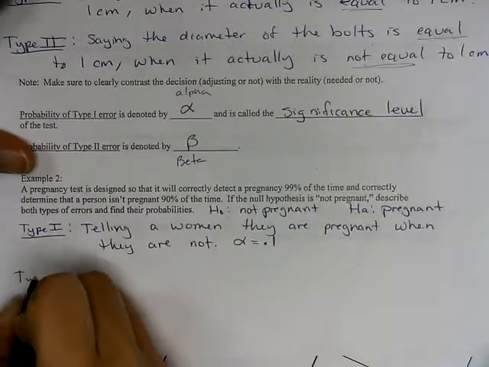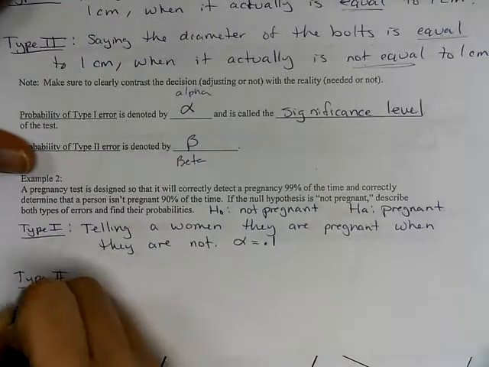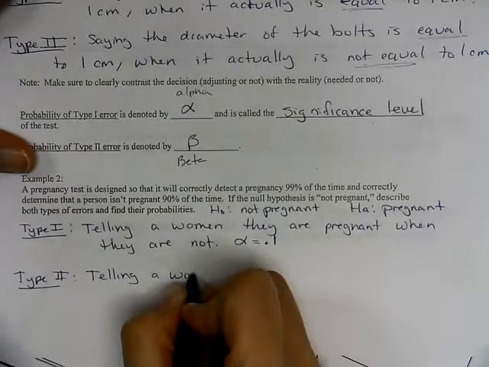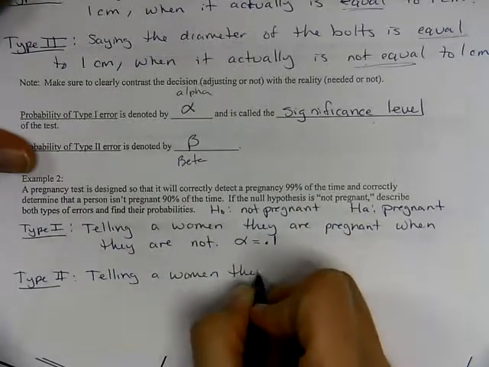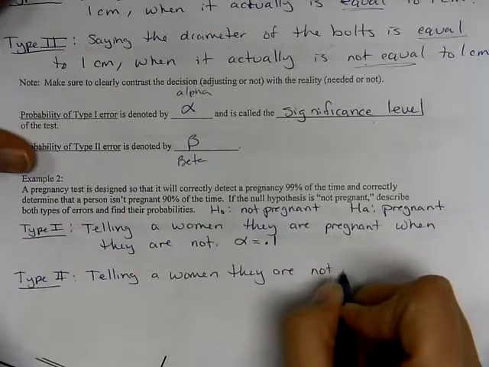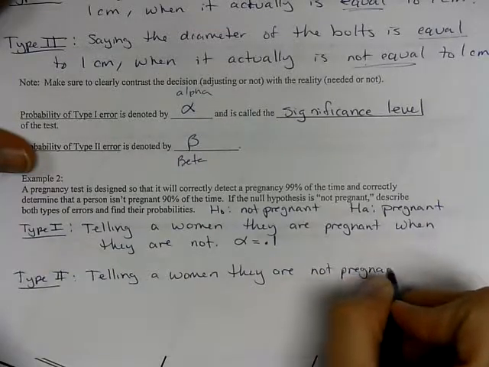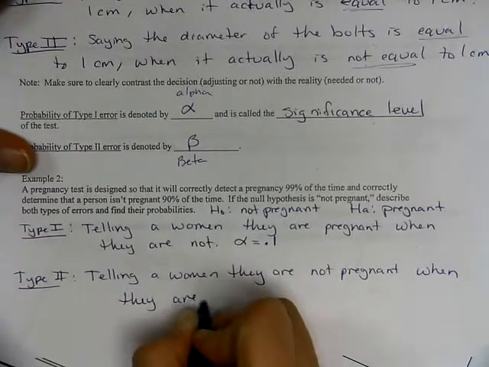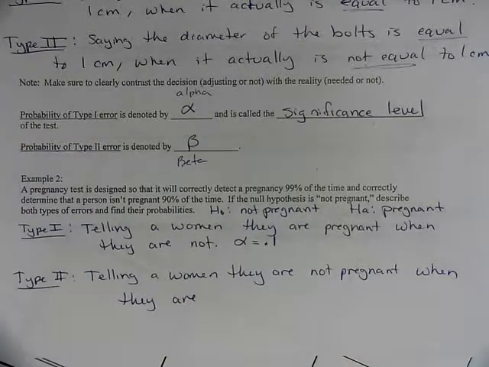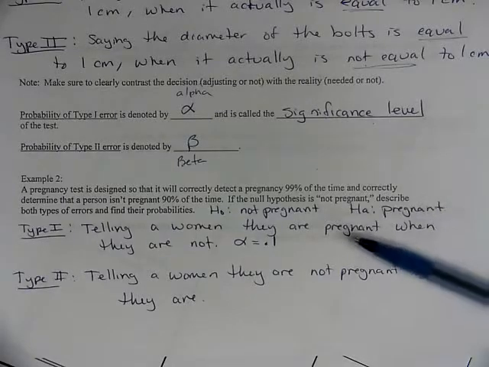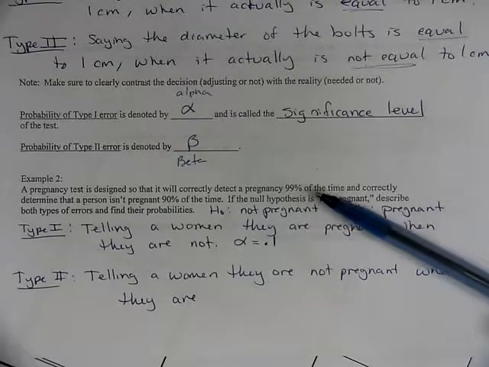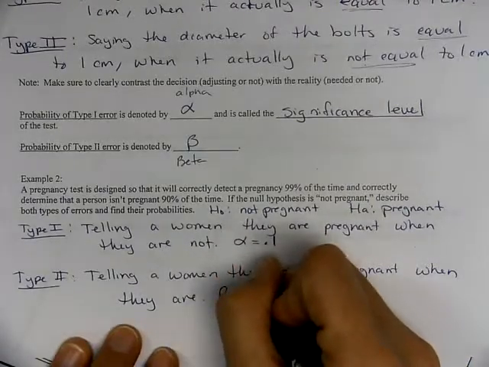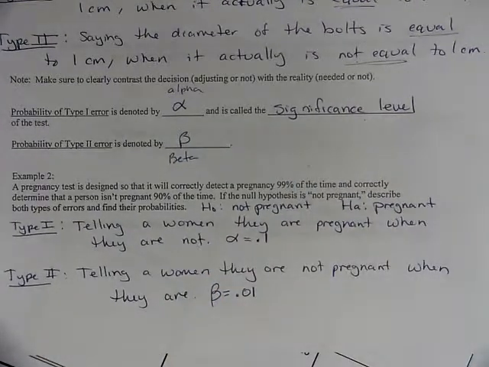Type 2 is the opposite. Telling a woman they are not pregnant when they are. And if they can correctly detect a pregnancy 99% of the time, that means I have a 1% chance. My beta is 1%.